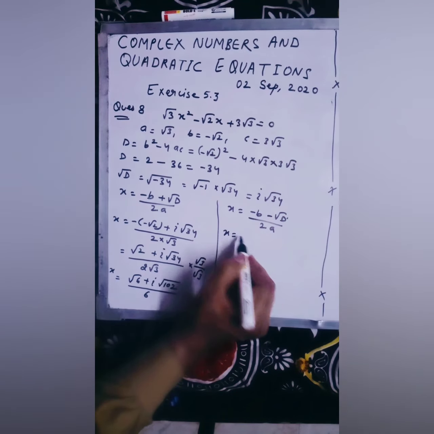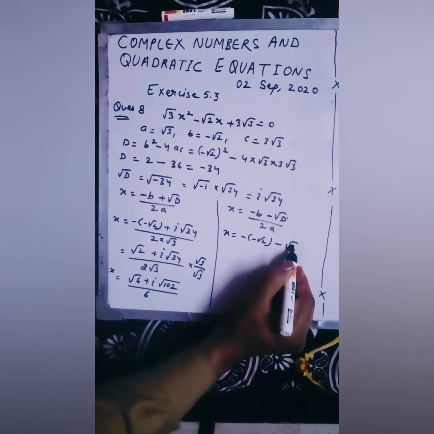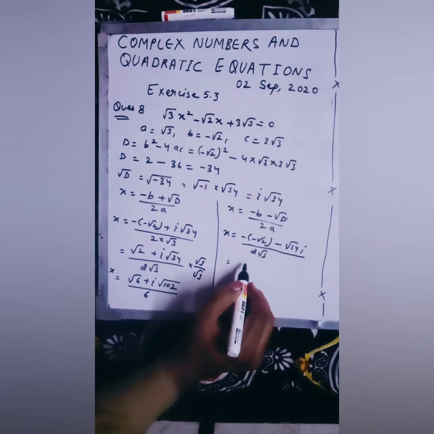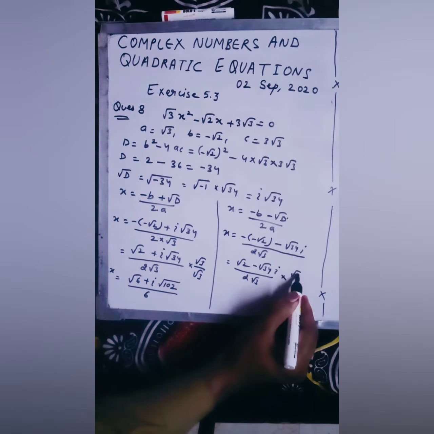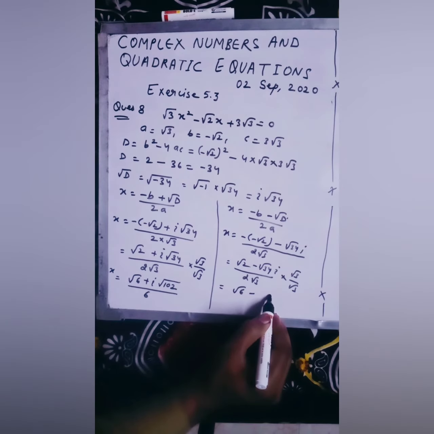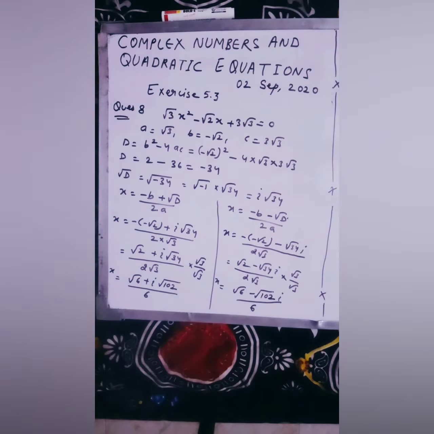Okay, and similarly here you have to put these values. Minus under root 34 iota you will get over 2 root 3. Okay, so it will be root 2 minus 34 iota over 2 root 3. So multiply this by root 3 and root 3, and you will get root 6 minus under root iota over 6. So this is your another root. So this is how you can solve this question number 8.